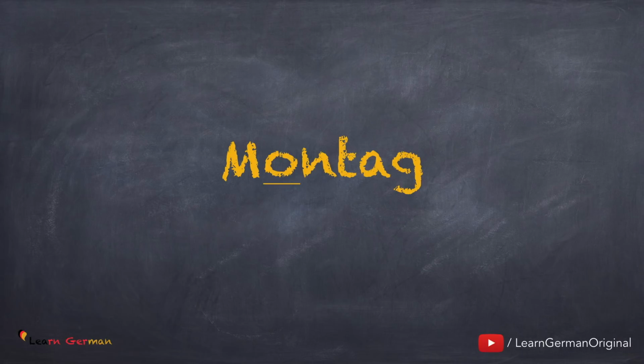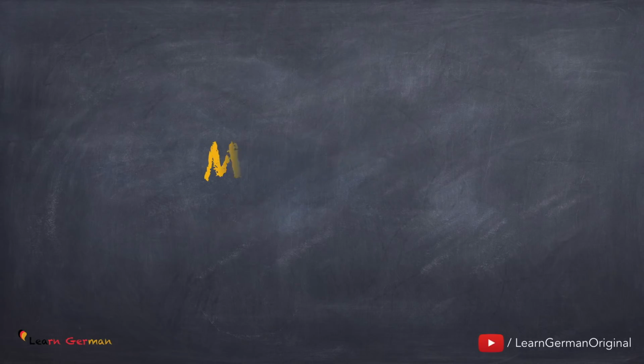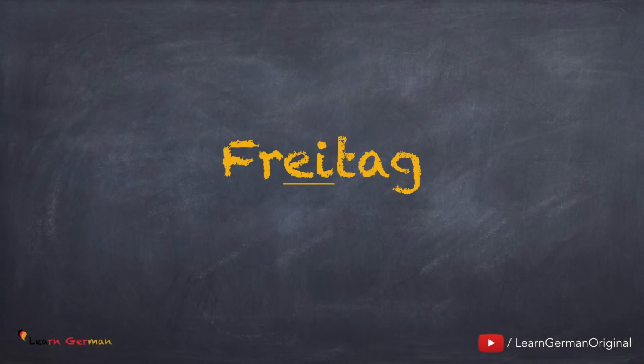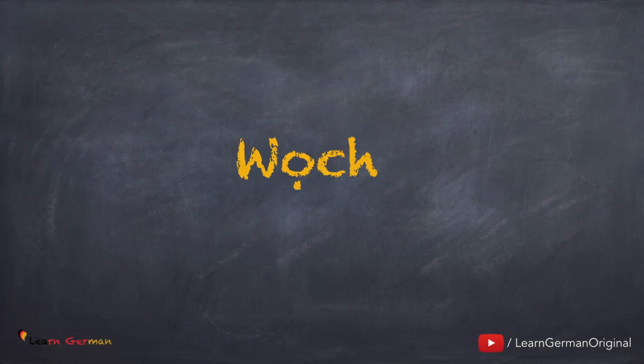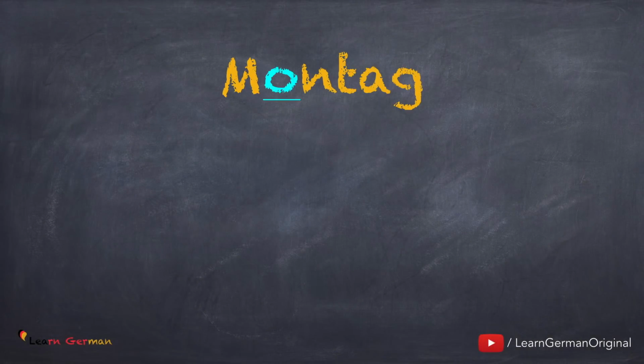Montag. You can repeat the words after me. Mittwoch, Freitag, Woche. The dots that you can see under some letters mean a short vowel, whereas an underline means a longer vowel. You can listen to the words once again to make out the difference.